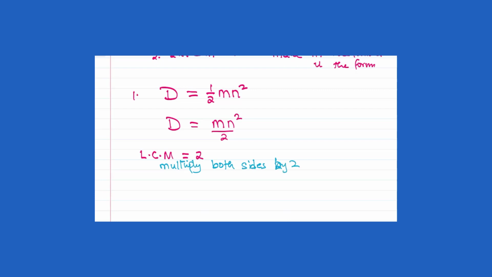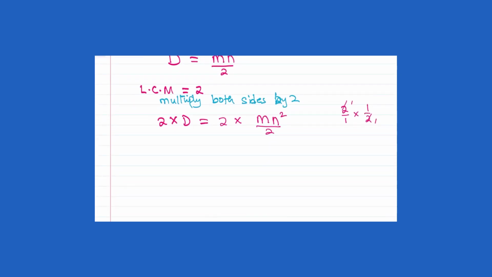We do this: 2 times d and 2 times m n squared over 2. In this instance, we have 2 over 1 times 1 over 2. Definitely, they will cancel out, so that takes care of that. So we say 2d is equal to m n squared, because these 2 will cancel out. 2 divided by 2 gives us 1. So that takes care of everything. We come back here and have 2d is equal to m n squared.